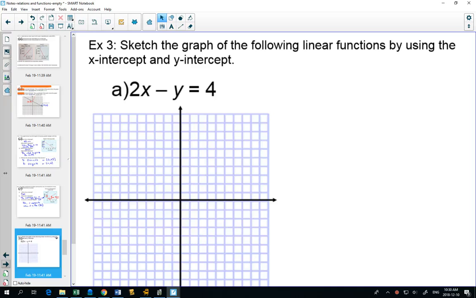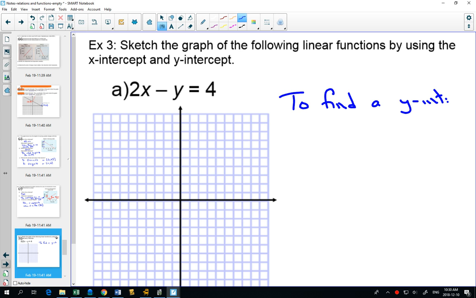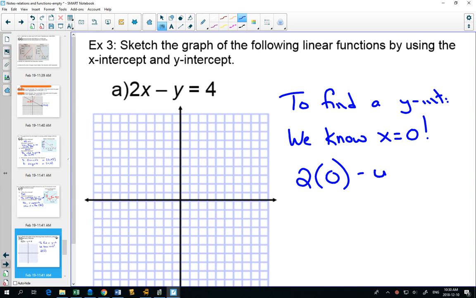Sketch the graph by using the x-intercept and the y-intercept. Let's find them one at a time. To find a y-intercept, the key thing is we know that x has to be equal to 0. So we look at our equation, and if x is 0, I keep the equation the same, except I replace an x with 0. What would y equal?